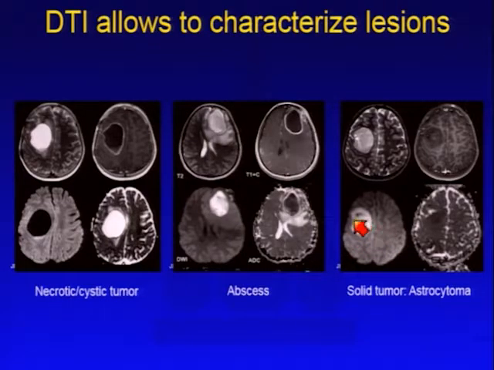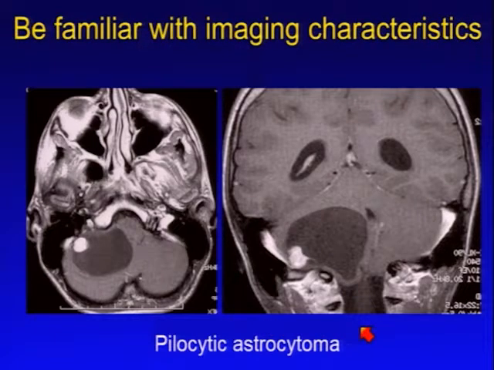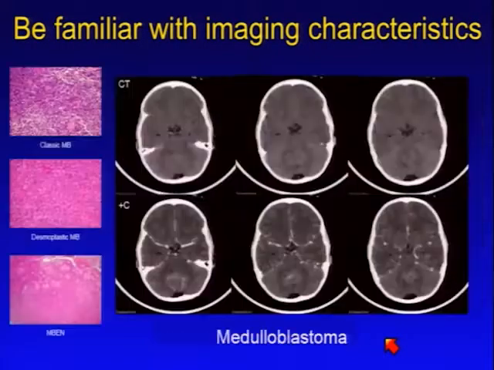And here it is DWI hyper, ADC is iso, a little bit hypo, and this is a solid tumor, but this was a necrotic tumor. So diffusion-weighted imaging makes it so much easier. Now, to prevent the situation that you make mistakes, and we saw this before, you have to know your imaging characteristics. And this is another case of pilocytic astrocytoma, cystic solid. You have to know the imaging features.